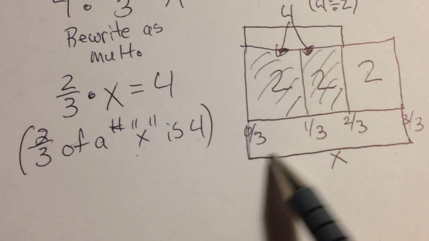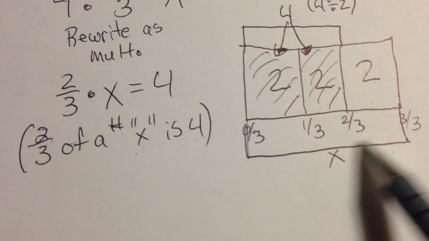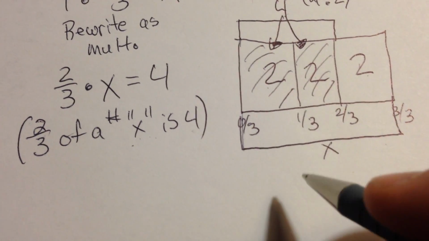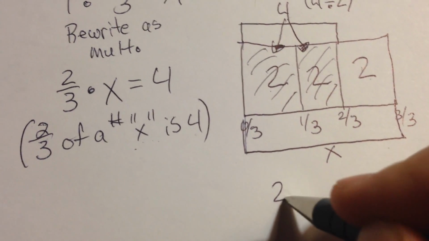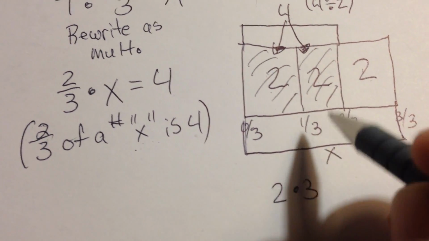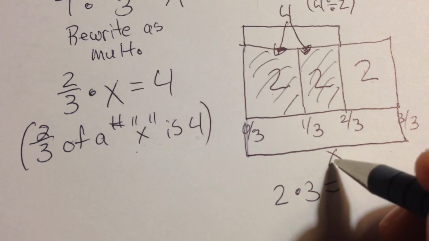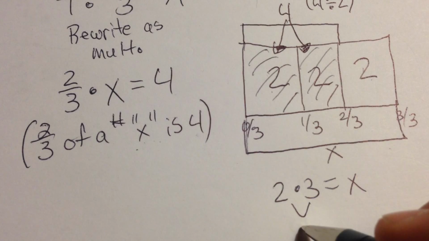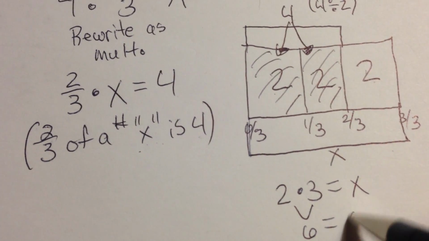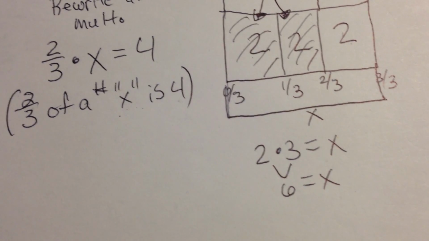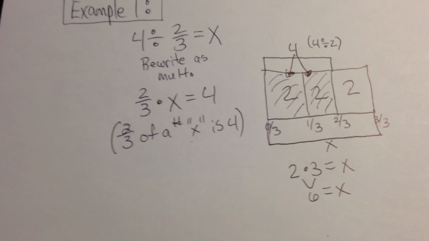So when you go to look at what our unknown is, if we follow our bracket, we're going to need to add all of these, or we could multiply. So if I come down here, 2 times, since I have 3 groups of them, 3, is going to equal my unknown, which is x. So 2 times 3 is going to be 6, which is my unknown value of x. And there you have a tape diagram.